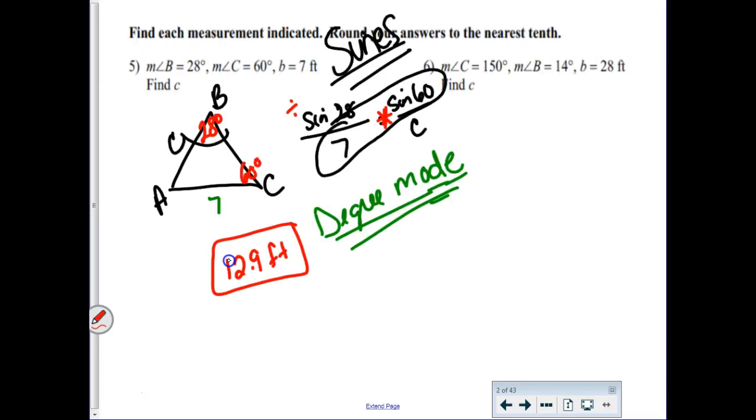Now, back up to this question, guys. If for some reason I needed the other leg, what would you have to have done before? There's a couple things you could do, but what would have been the easiest way to get leg A?